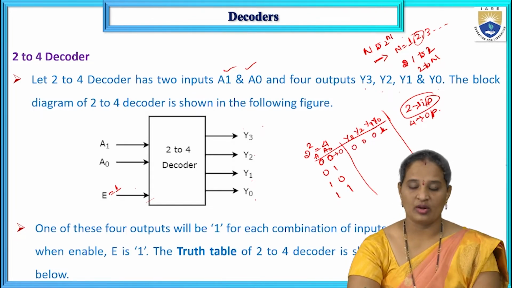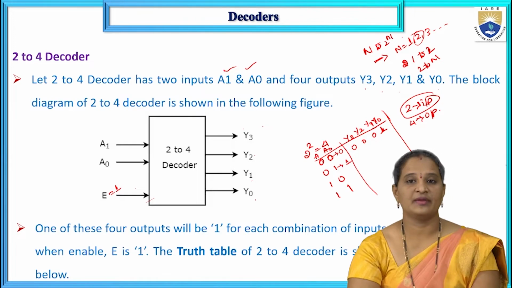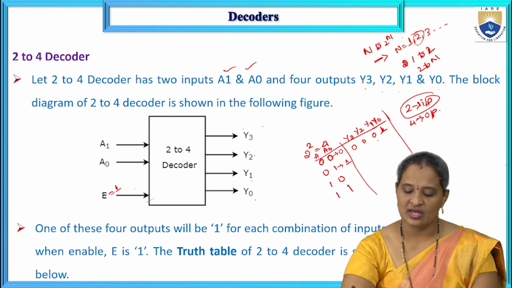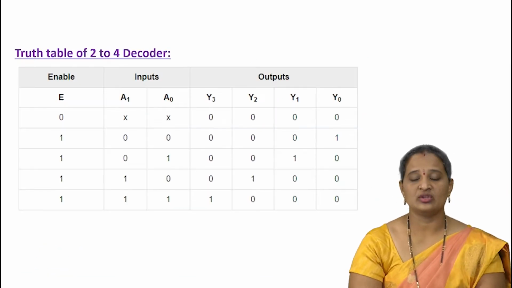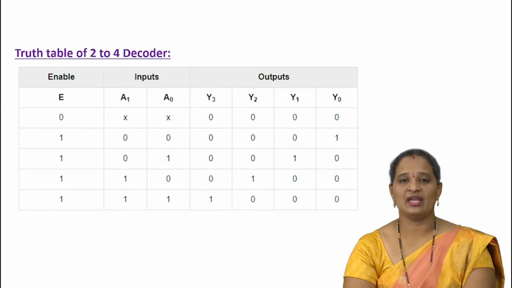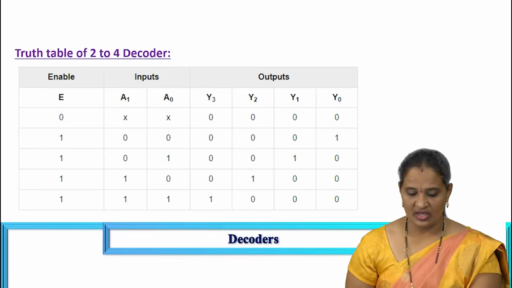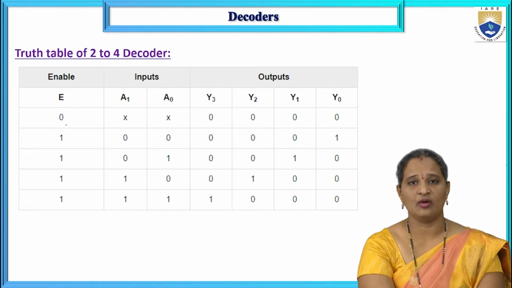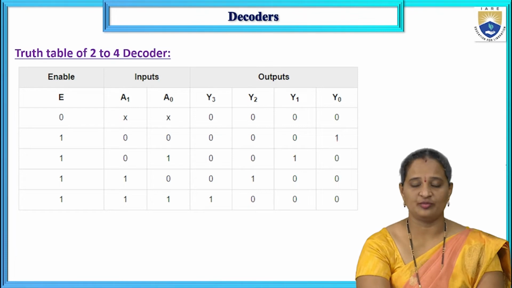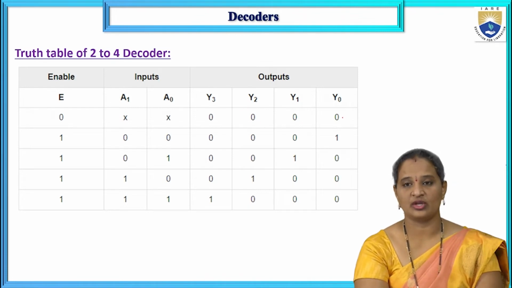Now coming to 0 1, what is the decimal equivalent of this one? This is 1, and hence Y1 is 1 and the remaining all are zeros. Like that we can have the truth table here. This happens only when enable input is high. Here this is the enable input. When enable input is 0, irrespective of the input, the decoder is said to be disabled, so all the outputs are equal to 0. This is the thing we need to remember.